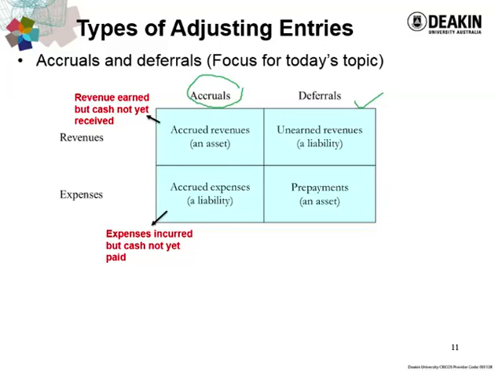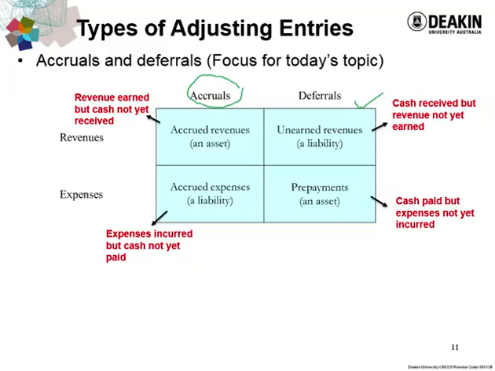Under deferrals, cash flow already occurred, but revenue and expenses will only happen in a later period. For example, if we talk about unearned revenue, which is a form of liability, it means we have received the cash, but we have not earned the revenue because we have not provided goods and services. Prepaid expenses are a form of asset. It means we have paid cash, but we have not consumed the services, so expense has not been incurred. We will discuss each of these adjusting entries in detail later.